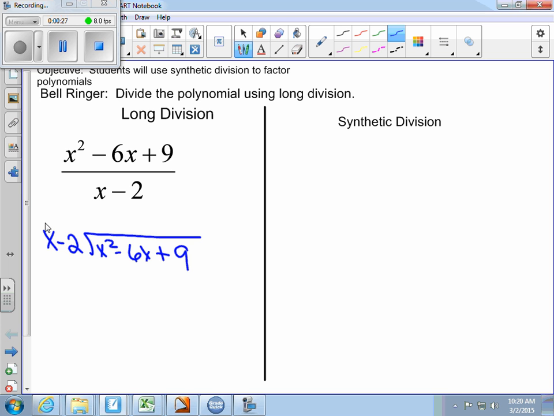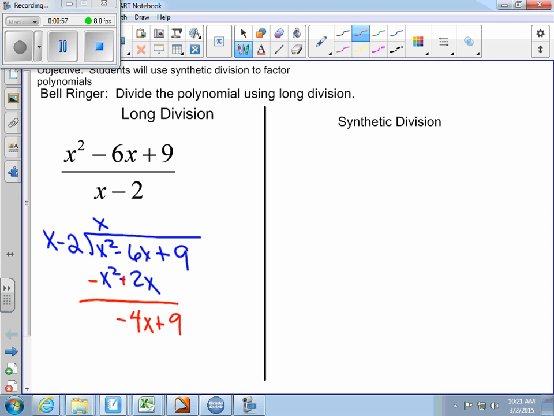I would ask myself, x times what gives me x squared? And you would say x. And x times x minus 2 gives me x squared minus 2x. The place that people mess this up is right here. What do I need to make sure that I do? Change the sign of both to subtract them both, which gives me a negative 4x plus 9.